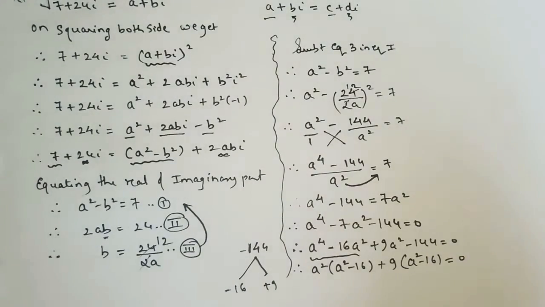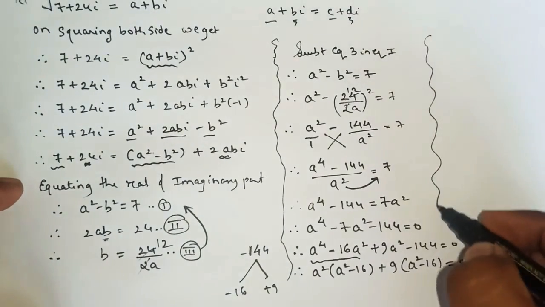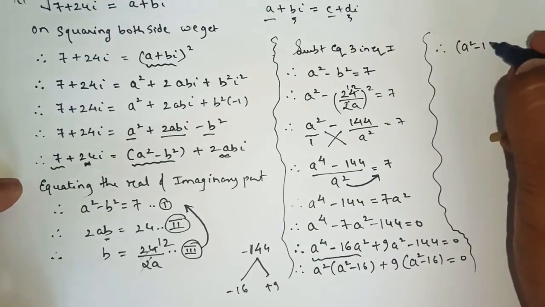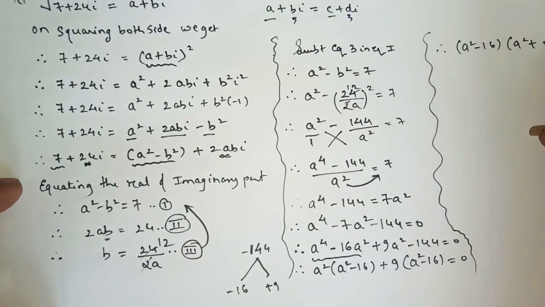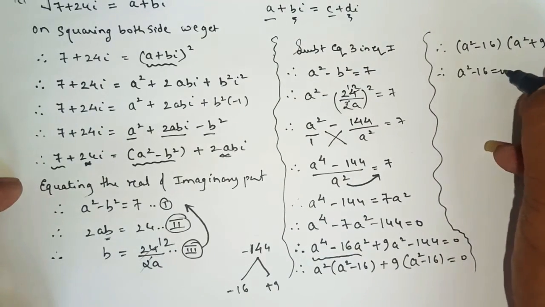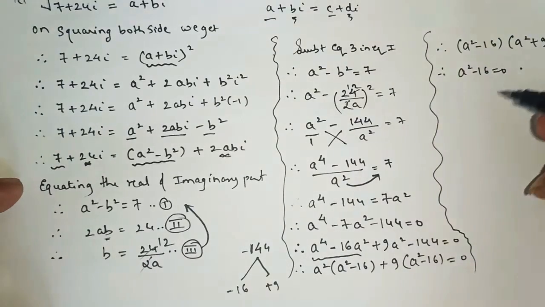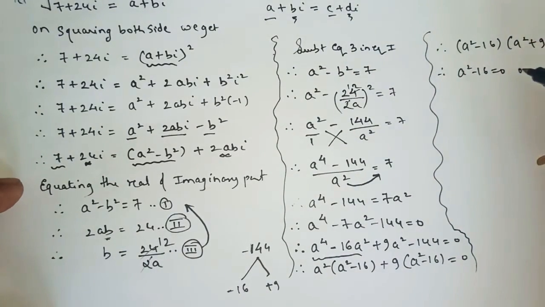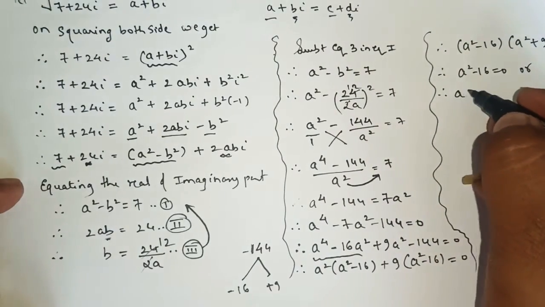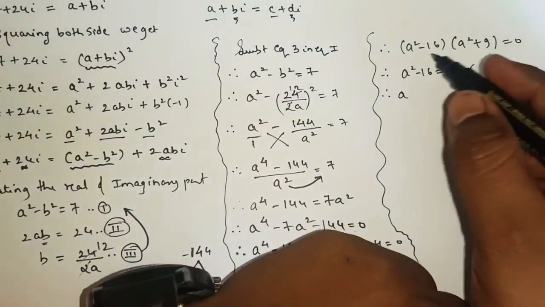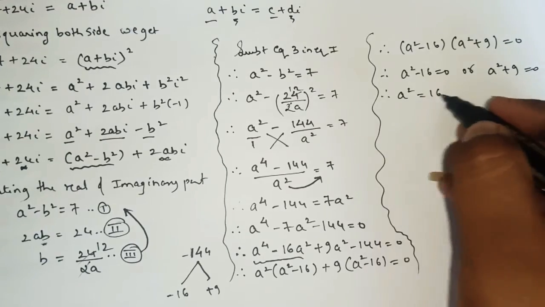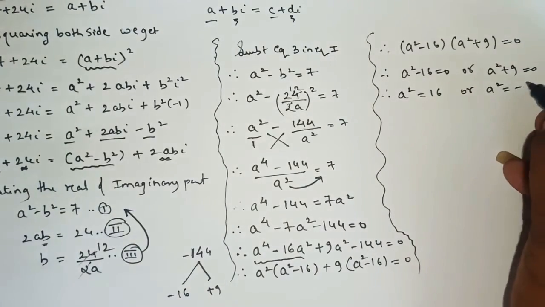Okay, then plus 9 is common, and inside the bracket you will get a square minus 16 equals 0. Then after that, we can write this as a square minus 16 in one bracket and a square plus 9 in the second bracket. Then a square minus 16 equals 0, and a square plus 9 equals 0. So therefore a square equals 16 or a square equals minus 9.